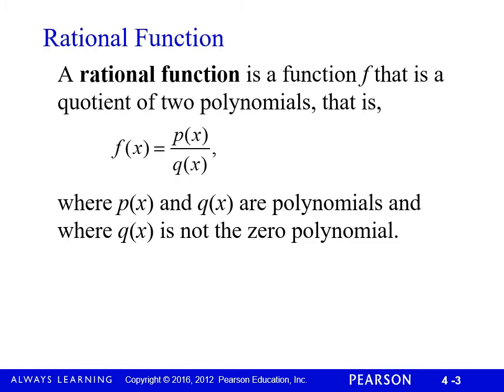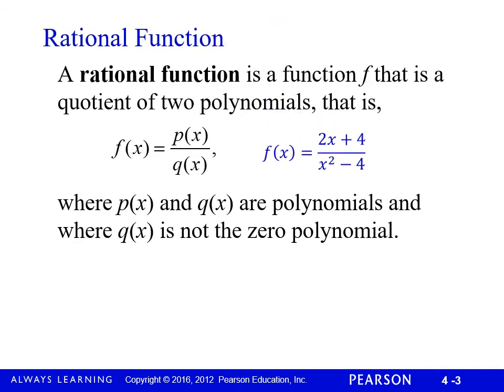A rational function is a function that is a quotient of two polynomials, that is f of x equals p of x over q of x, where p of x and q of x are both polynomials, and q of x is not the zero polynomial, right? Which means that the denominator cannot equal 0.